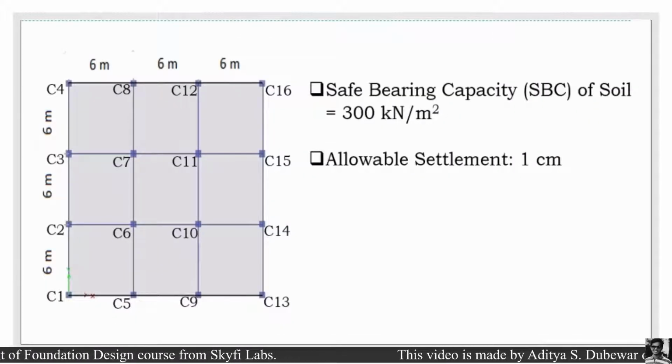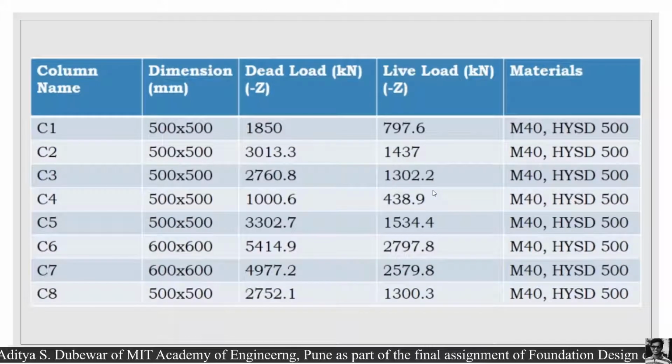This is our problem statement for designing the foundation. Here we have been given the SBC of the soil, that is the safe bearing capacity of the soil, which is 300 kilonewton per meter square, and the allowable settlement is 1 centimeter. And these are the details we have.